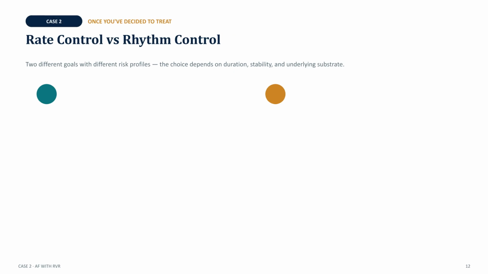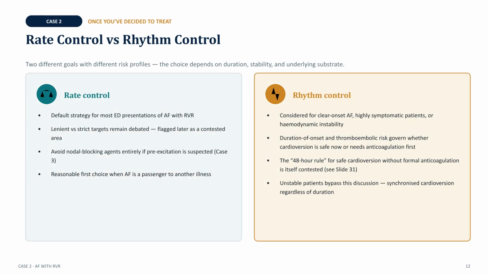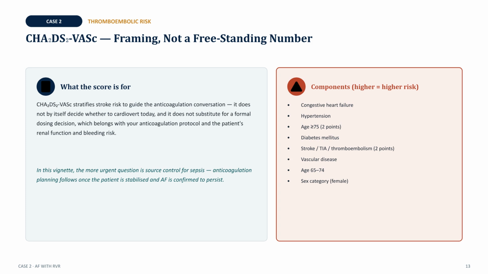When you decide to treat, choose between rate control and rhythm control. Rate control is often the default for stable ED presentations, whereas rhythm control is reserved for specific cases where instability or significant symptoms are present. Use the CHA2DS2-VASc score to frame the long-term anticoagulation conversation, but remember, it does not dictate your immediate management decisions in the emergency department, where stabilizing the patient's acute physiology is the priority.